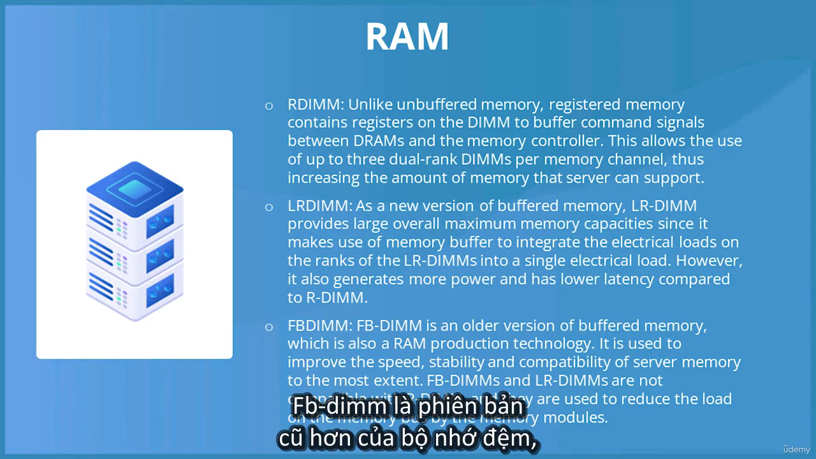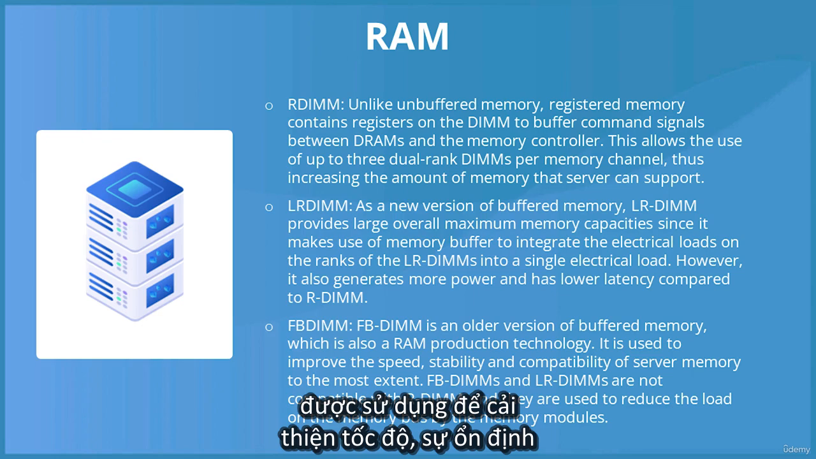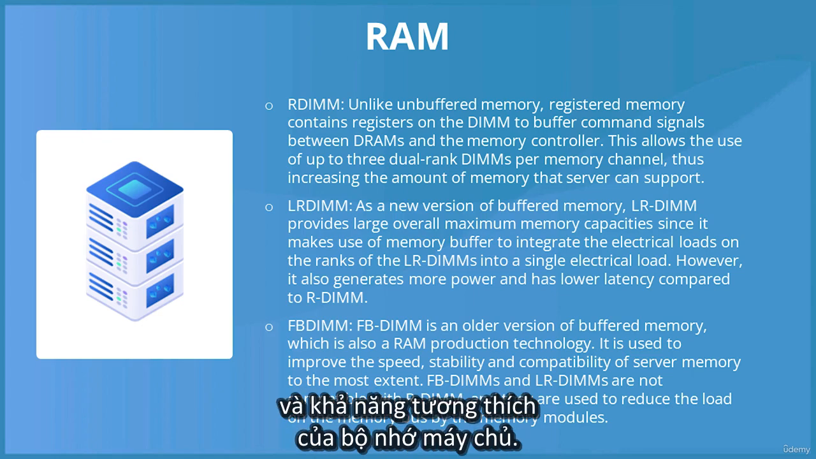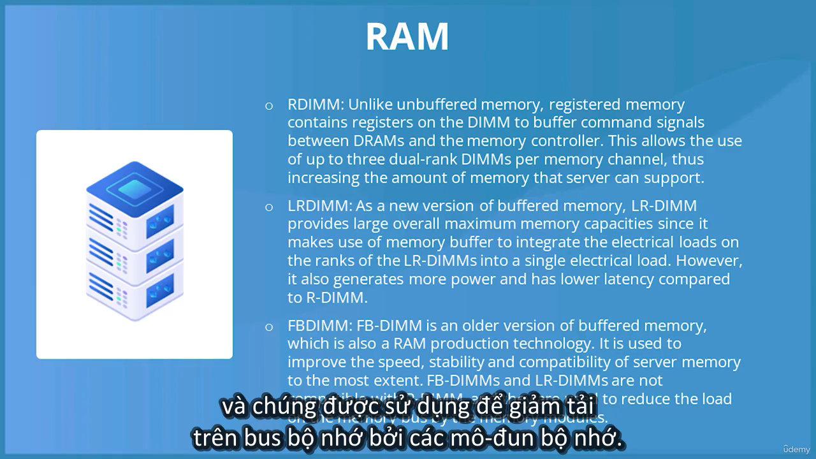FBDIMM is an older version of buffered memory, which is also a RAM production technology. So it's used to improve the speed, stability, and compatibility of server memory to the greatest extent. FBDIMMs and LRDIMMs are not compatible with RDIMM, and they're used to reduce the load on the memory bus by the memory modules.